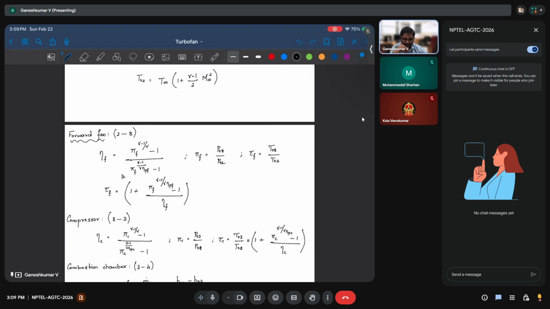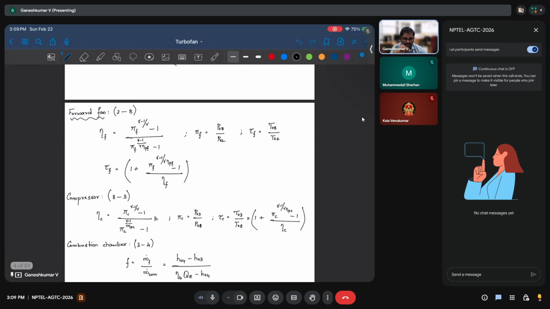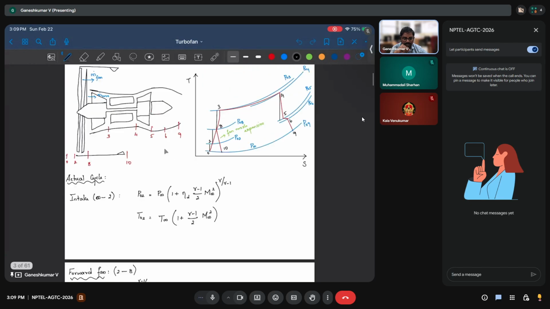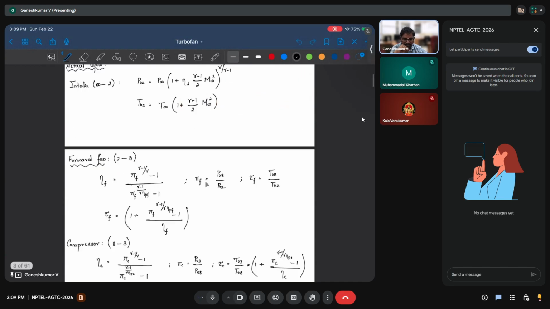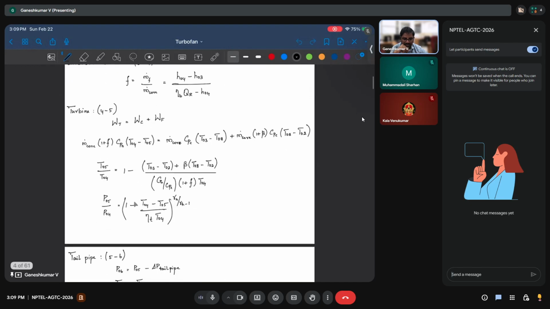So we have a forward fan, we have a fan pressure ratio as pi f, and it also has an isentropic efficiency. So based on that, you can construct these formulas. And after the fan, you have the compressor for the core engine. After the fan, you have the fan nozzle for the bypass stream. So you have compressor, combustion chamber, turbine, which is going to go through the same logic, but the only additional thing is now the turbine has to drive both compressor and fan.